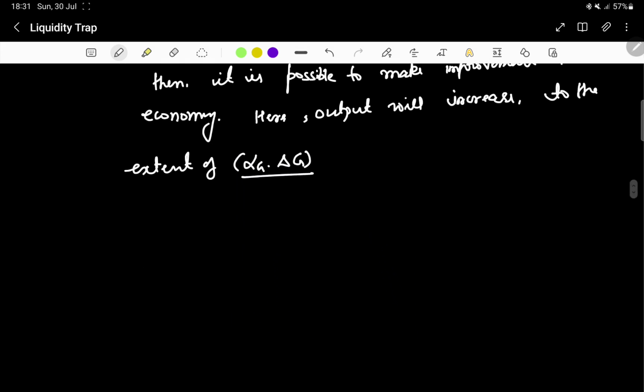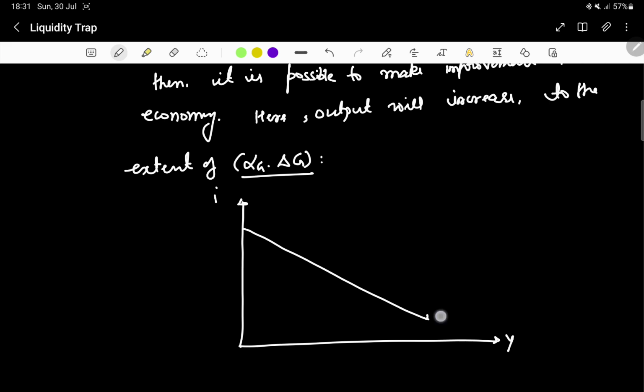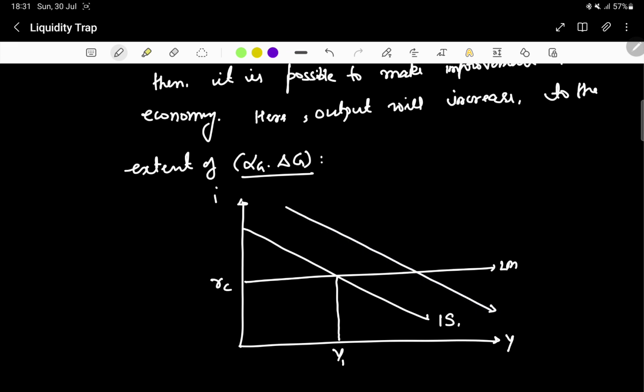So graphically, with your initial y, and this is your interest rate, which I had initially plotted in the above diagram. Now we have seen that this was the LM curve, this was the IS curve, and they were intersecting at R critical, and this was Y1. So if I increase my government expenditure, my IS curve will shift rightwards. It will increase our output in the economy to, let's say, Y2. But here you can also see that our interest rates have not increased.